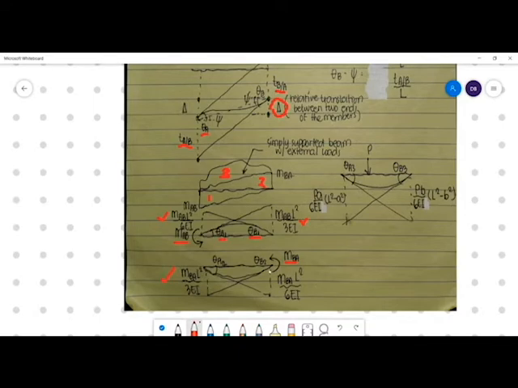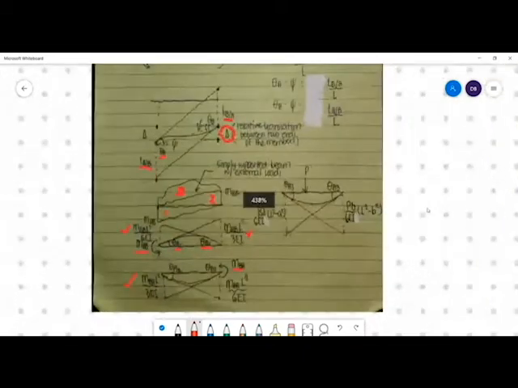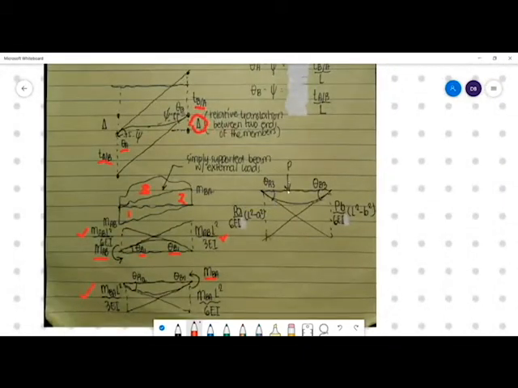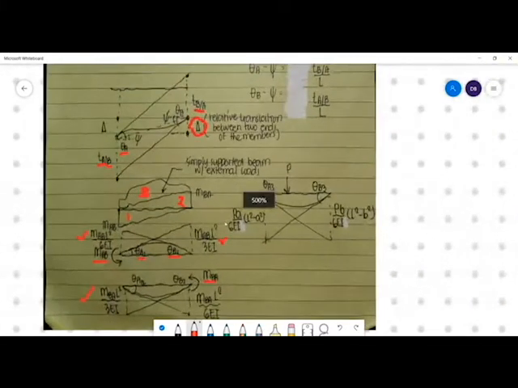Now, we remove M sub BA and replace it with its external load. These are the derived formulas for the tangential deviation: PA over 6EI times L squared minus A squared for the tangential deviation of A with respect to B, and the tangential deviation of B with respect to A is equal to PB over 6EI times L squared minus B squared.